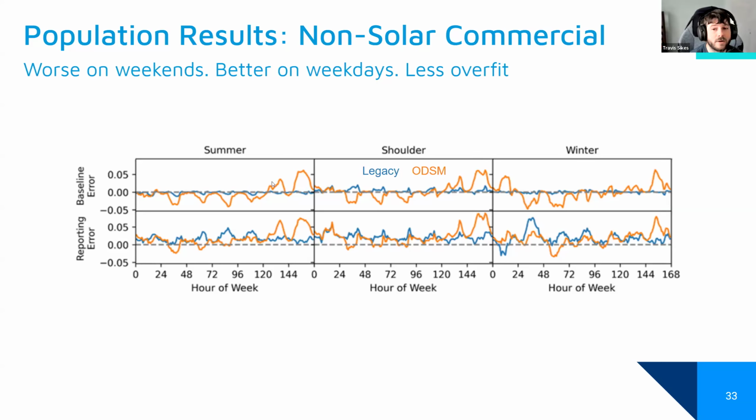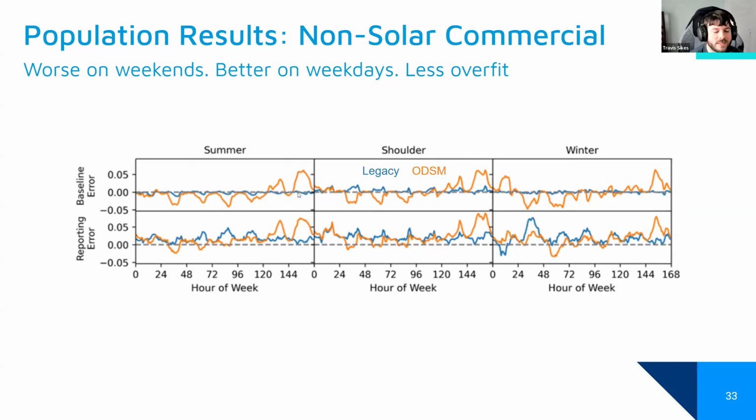Here, I'm showing the baseline error on the top, reporting error on the bottom. This is for the hour of the week, for the summer, the shoulder, and the winter. The thing to note here is what I just showed you doesn't even represent how much better we are doing for the amount of overfit compared to what we're seeing here. I should also mention this is non-solar commercial.